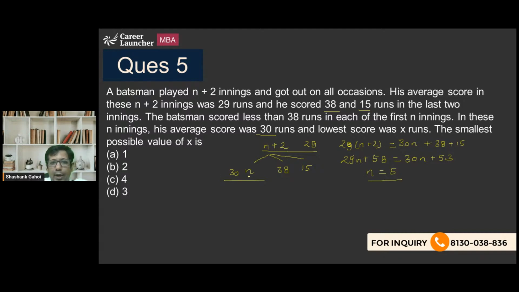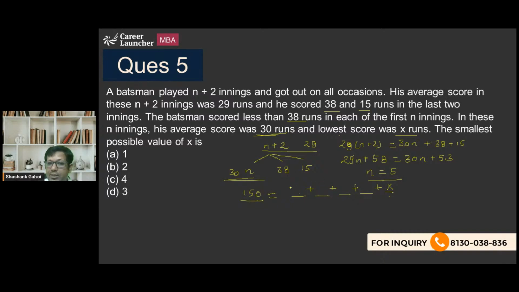Now for the first 5 innings, his average score is 30, so the sum is 150. Now what is the question saying? The batsman scored less than 38 runs in each of the n innings. In these n innings, his average score was 30. We have already considered it. And the lowest score was x runs. We need the smallest possible value of x. So we are talking about 5 innings. In one of the innings, he scored least, and I need to minimize this. So if I need to minimize this, I have to maximize all other values.